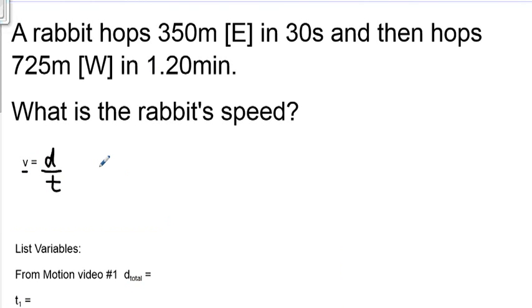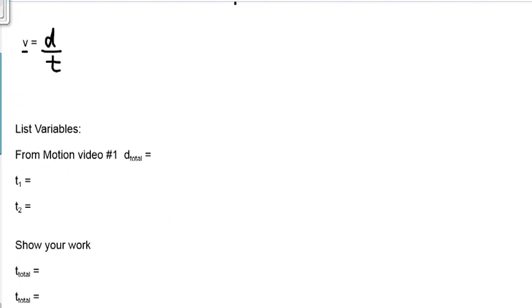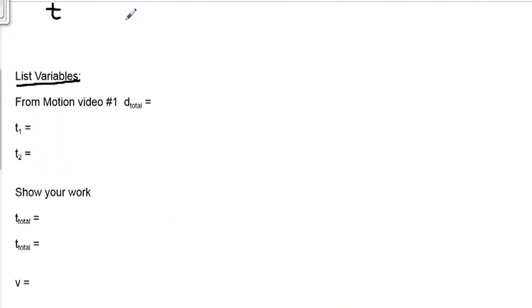Speed is equal to distance divided by time. Speed is a scalar quantity, which means that direction doesn't matter. So we are going to use distance, which is also a scalar, and direction doesn't matter there. Our first step when we solve a physics problem is to list our variables.